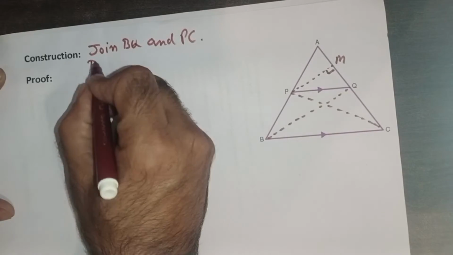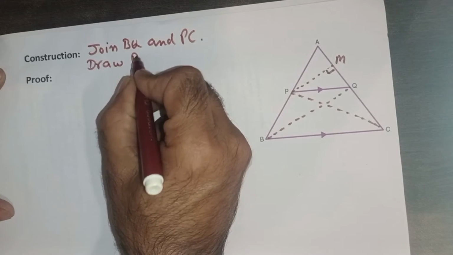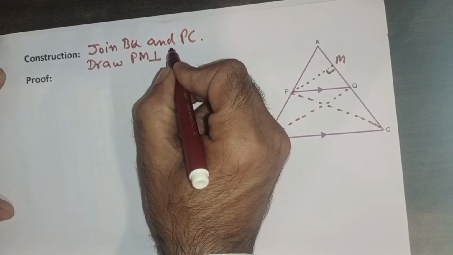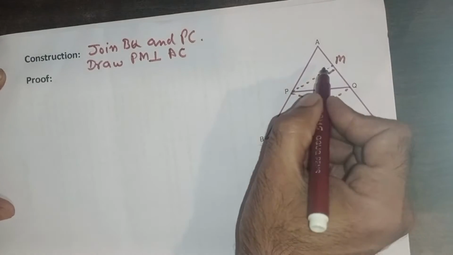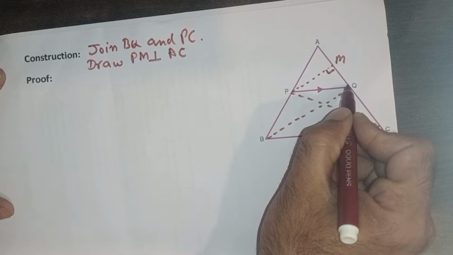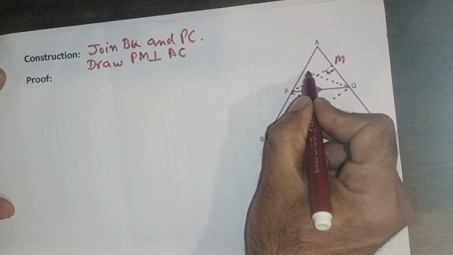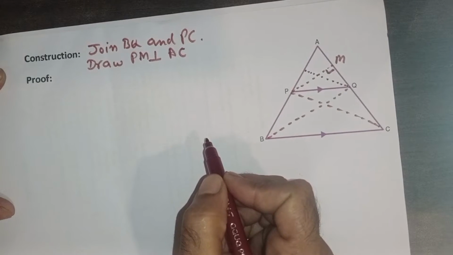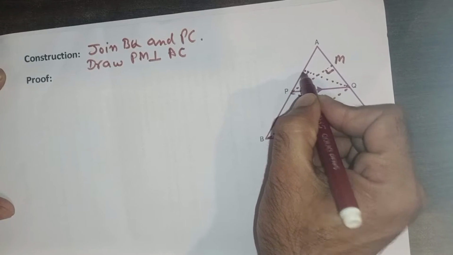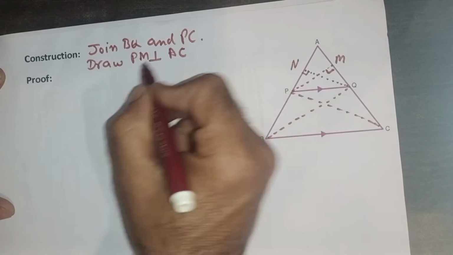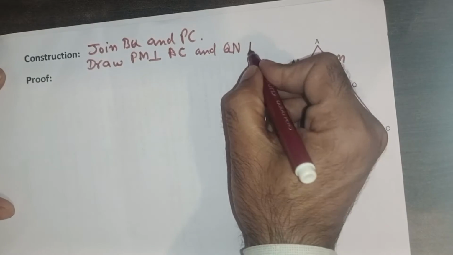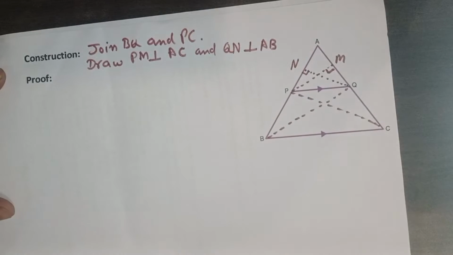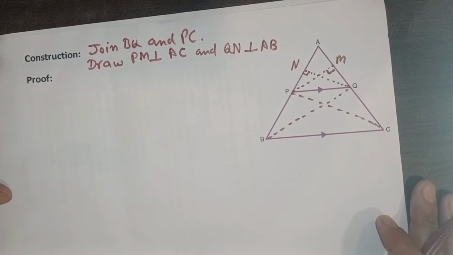So draw PM perpendicular to AC. One more perpendicular we have to draw from Q on AB. So we are dropping another perpendicular on AB, QN, QN perpendicular on AB. Now let us move to the proof.